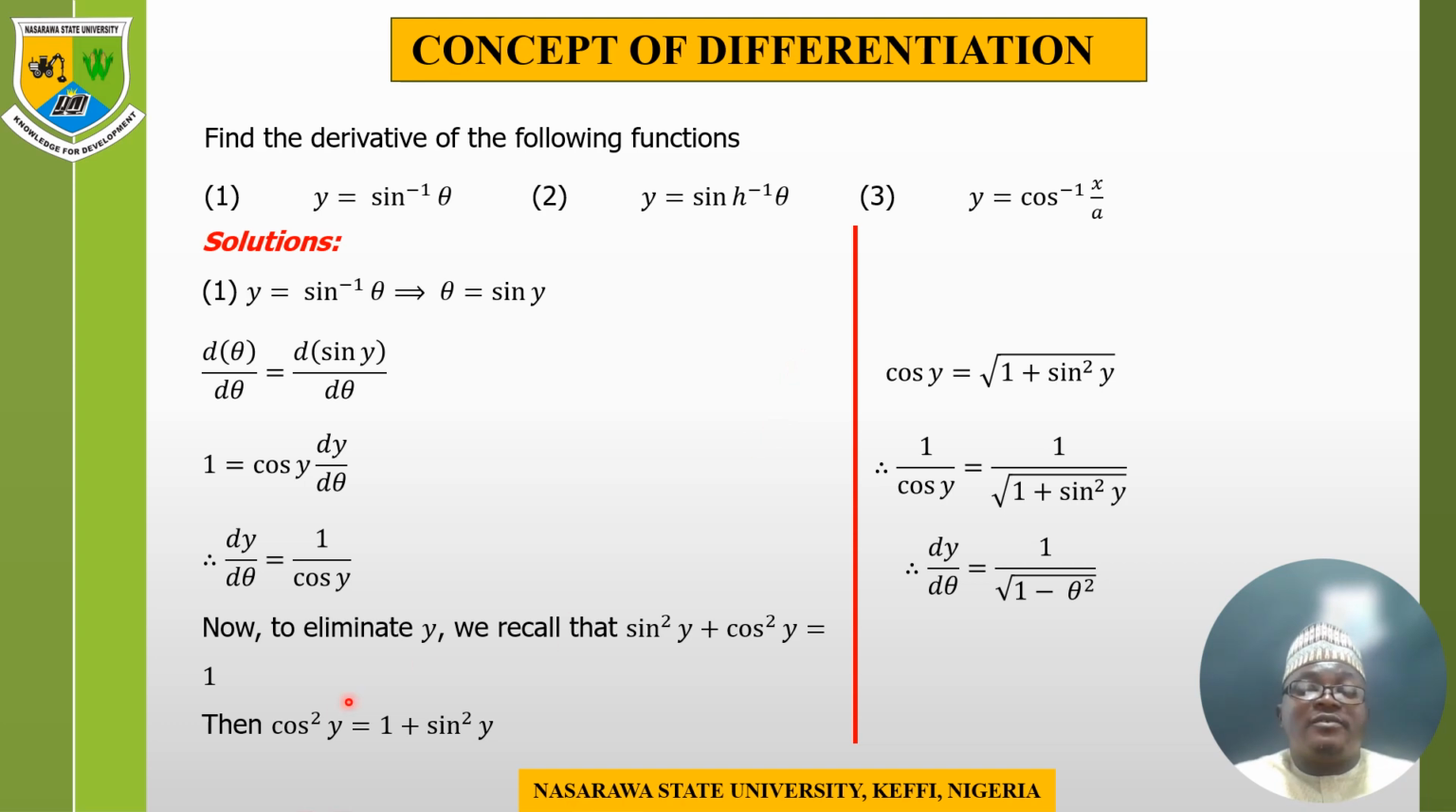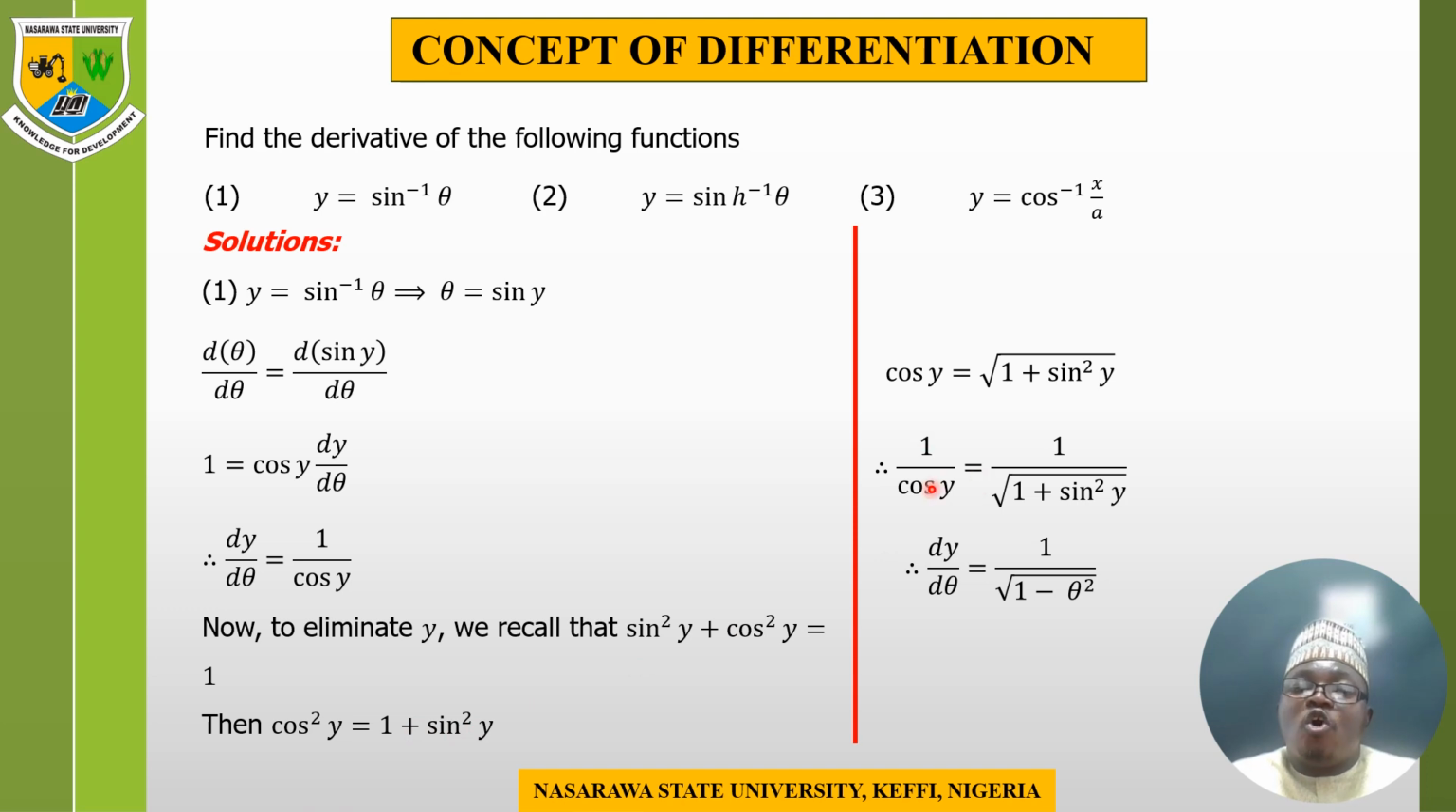What we are saying now, look at it, cos square y equals this. If you take the square root of both sides here, we are going to have this. But remember, look at it here. If you take the square root of both sides, the 2 here goes with the square root. We are going to have the square root of this.